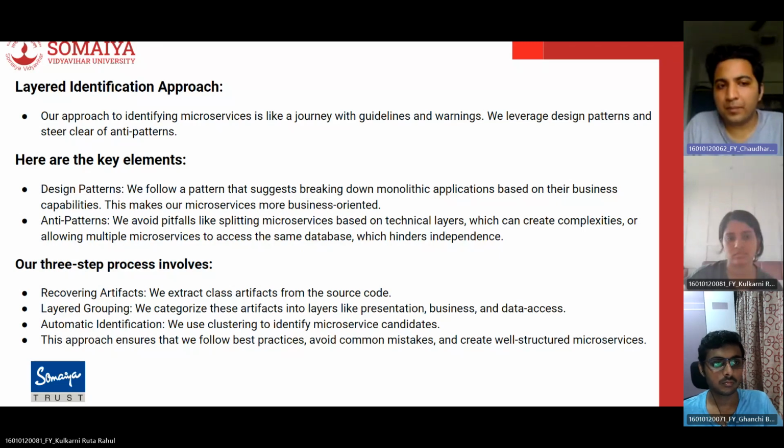The three-step process in the paper involves, first, recovering artifacts, in which they extract class artifacts from the source code. Second is layered grouping, in which these artifacts are grouped into layers like presentation, business, and data access. Third is automatic identification, in which they cluster the artifacts to identify microservice candidates. This approach ensures that they followed best practices to avoid common mistakes and created well-structured microservices.